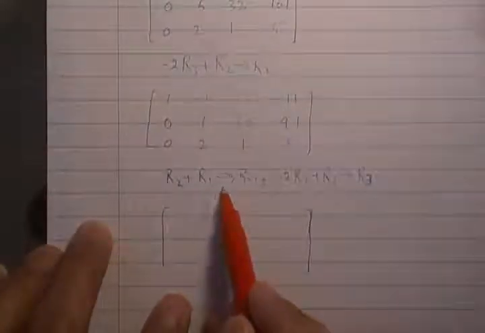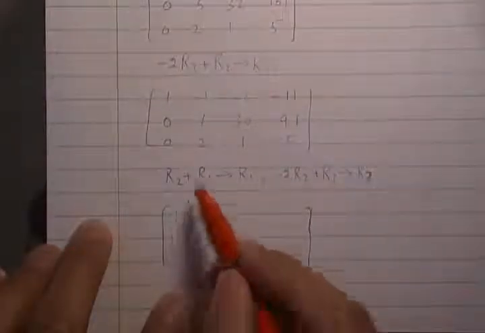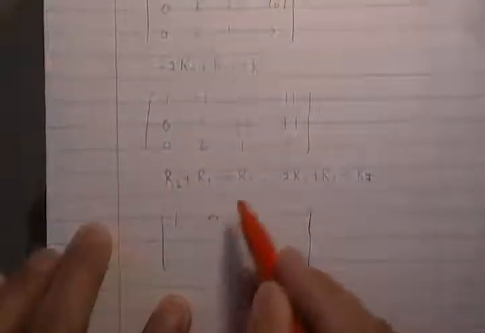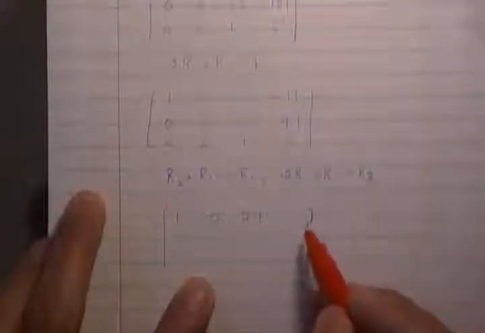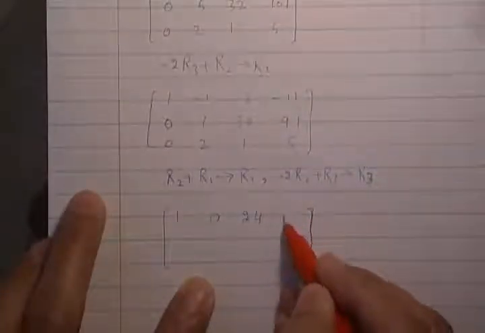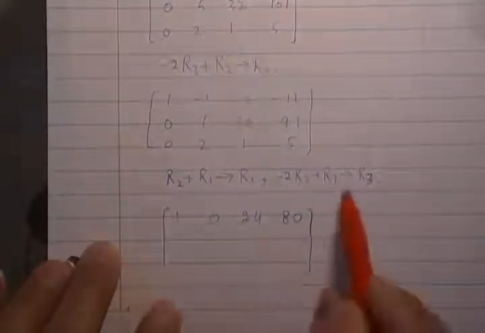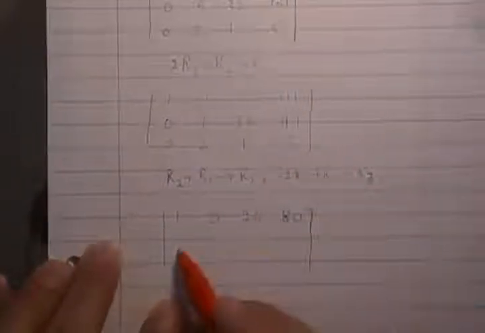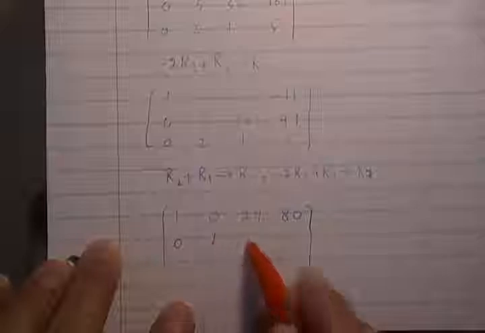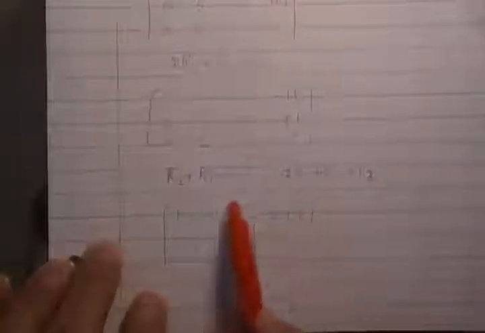So now row 1, here it says row 2 plus row 1. So 0 plus 1 is 1. 1 plus negative 1 is 0. 30 plus negative 6 is 24. And 91 minus 11, so that is 80. Okay, so now row 2 would be as it is, because we are changing only row 1 and row 3. So row 2 is as it is: 0, 1, 30, 91.